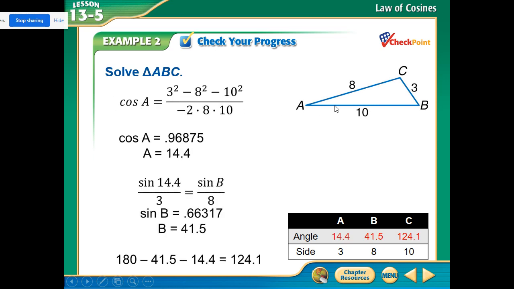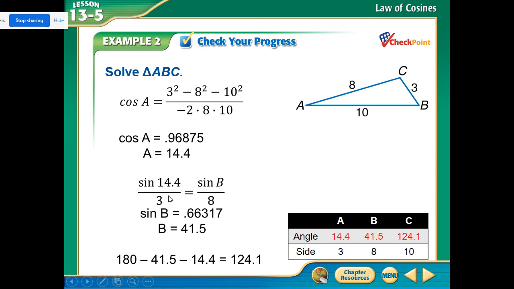So cosine of A, I started with the smallest one. The cosine, that doesn't matter as much. It is probably better to do the bigger one, but it does work out either way. So 3 squared minus 8 squared minus 10 squared, and then divided by this amount. So put that in your calculator, hit enter, divided by, put these in parentheses, and you get 0.96875, and second cosine, make sure it's cosine because we are doing the cosine here, and I get 14.4.